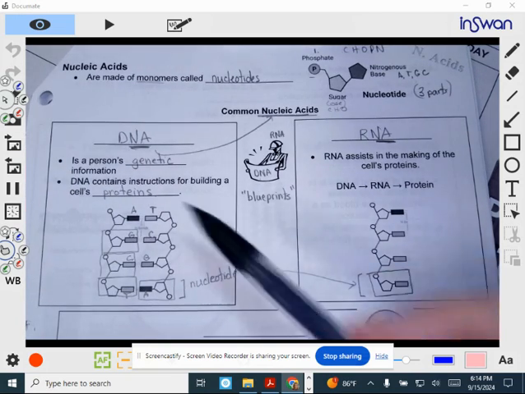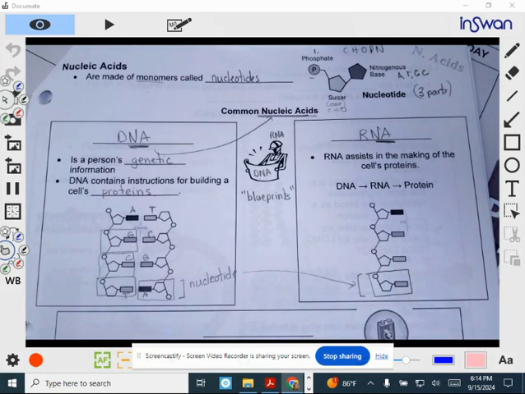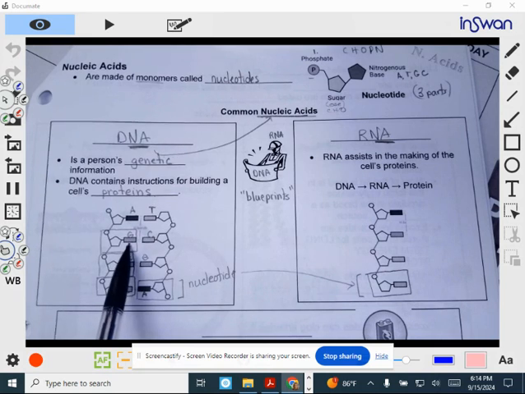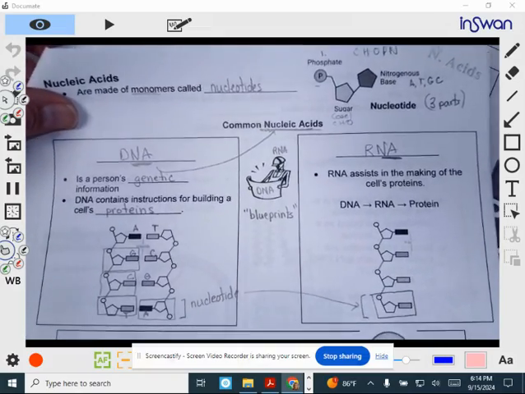So those are the bases, and it's the order of these bases which is instructions for building proteins. If you change this to an A and a T, then the protein that cell is going to make might look totally different and might not be able to function as it needs to.